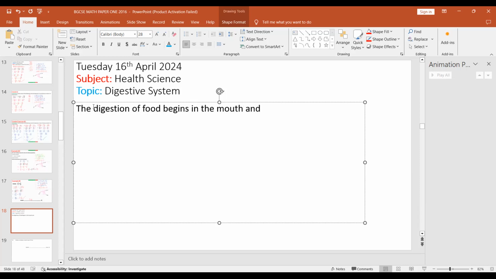And where does the digestion of food end? In the small intestine. Very good. It ends in the small intestine.